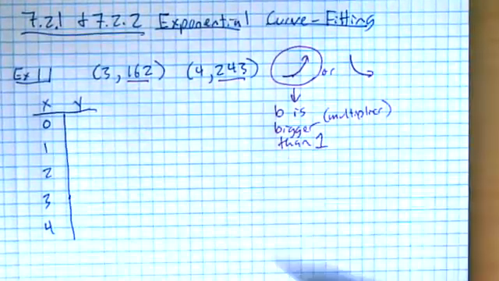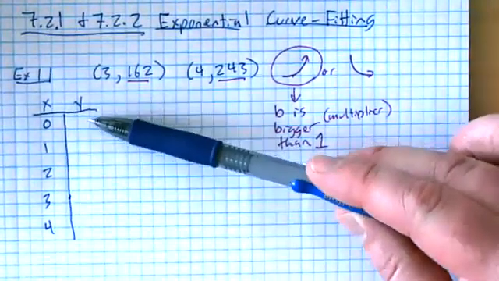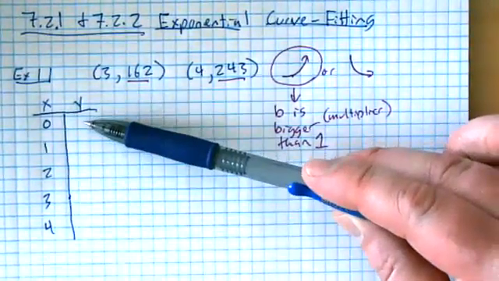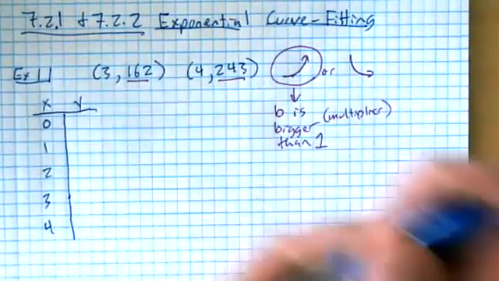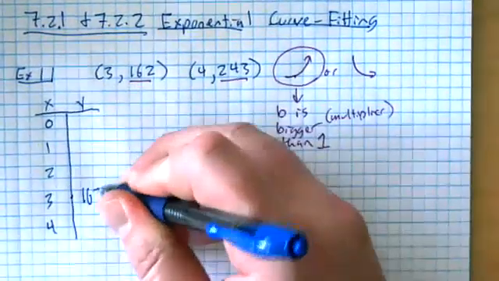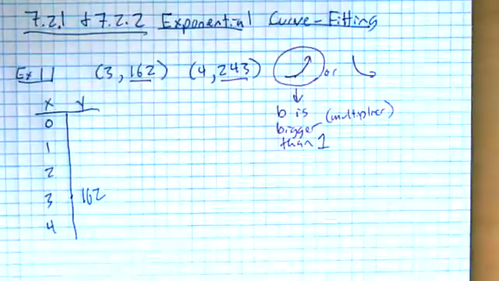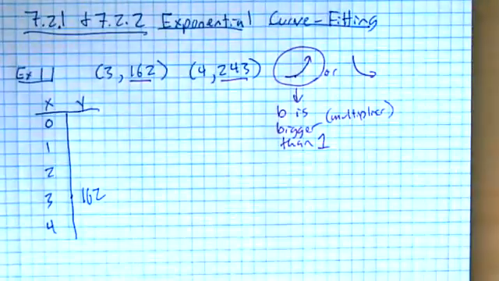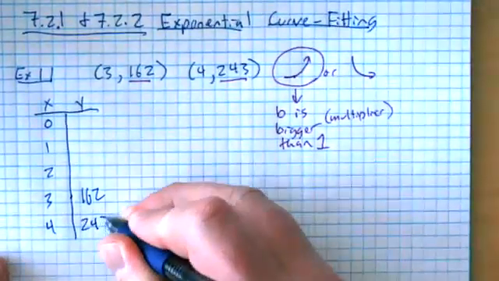Where's the 162 going to go? Is it going to go next to the 0? No, it's going to go next to the 3, right? Put the 162 next to the 3. Where's the 243 going to go? Next to the 4. Awesome.